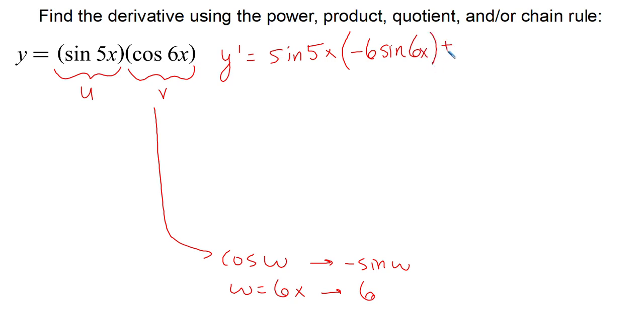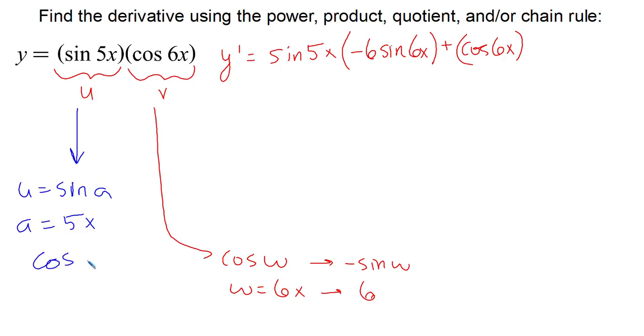And then we'll add to that, that was u dv, so we'll add to that v, cosine of 6x, times the derivative of u. Well, to do the derivative of u, that's going to be u is equal to sine, let's see, we've used u, we've used v, we've used w. We'll just say sine of a, where a is equal to 5x. So our derivative should be cosine of a times 5, right? Because that's the derivative of sine of a times the derivative of 5x. So 5 cosine a, or just 5 cosine 5x.